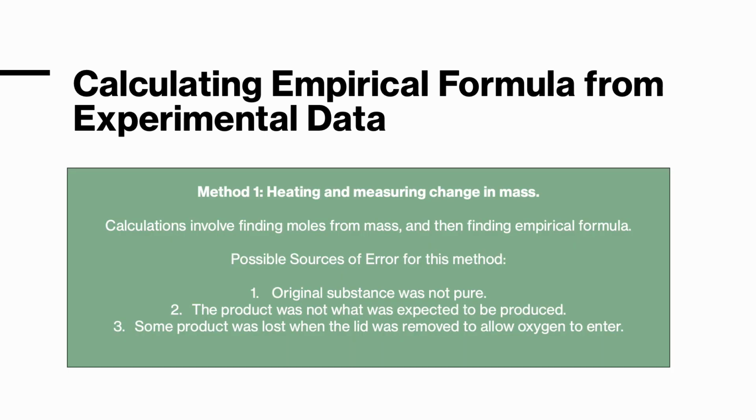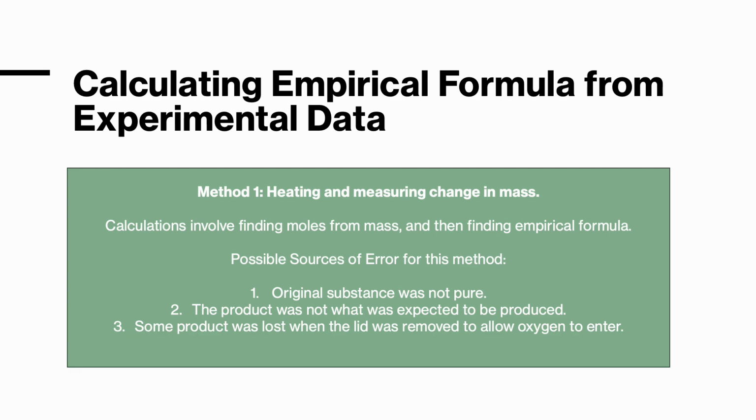So the first method is heating using a crucible and measuring the change in mass. The calculations will involve finding the moles from the mass, which will be given by a table, and you'll subtract it to find the mass of each compound, which you can then use with the molar mass to find the moles, and then ratios to get the empirical formula.